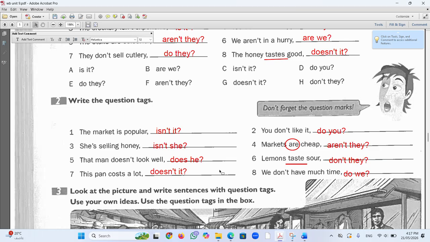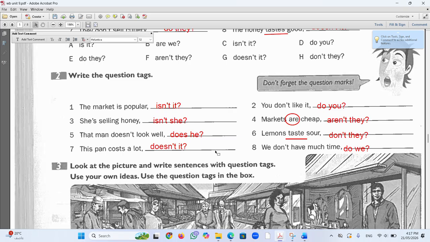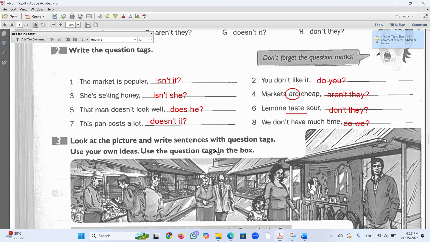I am here for any question. You can ring me and ask me if you don't understand something. Again, the market is changed to a pronoun. It comes at the beginning of the question tag.